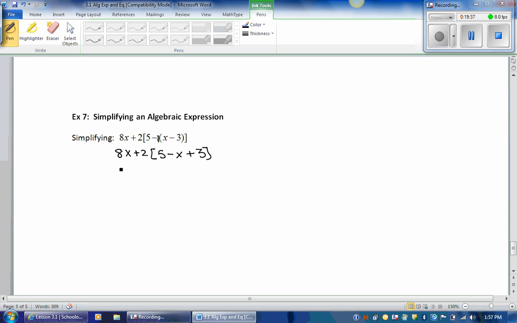Keep working inside these parentheses, and we're going to combine some like terms. We have 5 plus 3, which is 8 minus x. Now we can go and we can distribute. 8x plus 16 minus 2x. And now we can combine those like terms. 8x minus 2x, 6x plus 16.